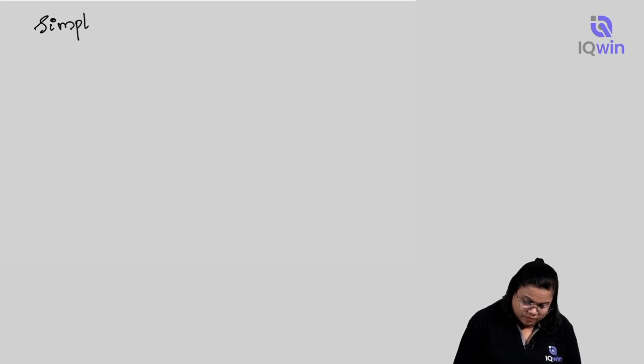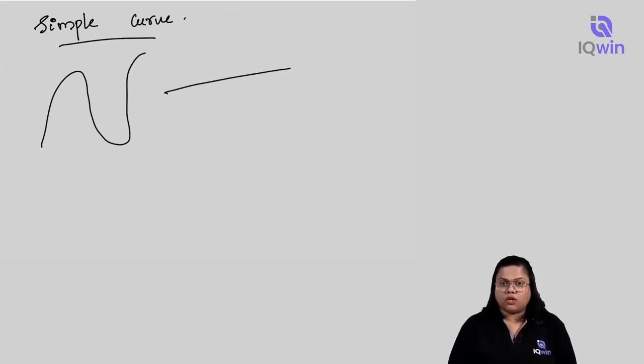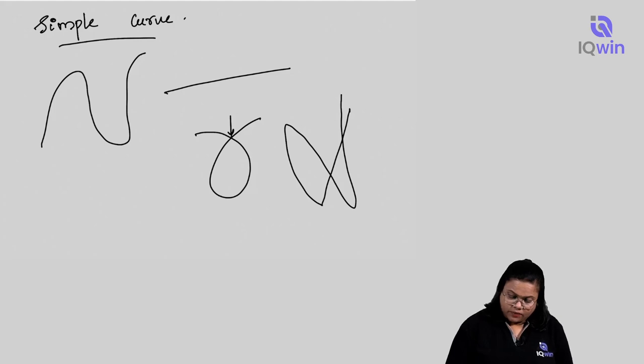We also have to know what a simple curve is. If the curve is not crossing itself, it is a simple curve. What is an example of not being a simple curve? Say, for example, this figure. See, the curve is crossing itself here, right? If the curve is crossing itself, then it is not a simple curve. If the curve is not crossing itself, it is a simple curve.